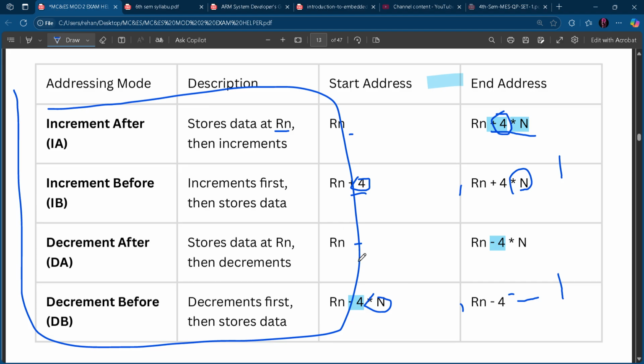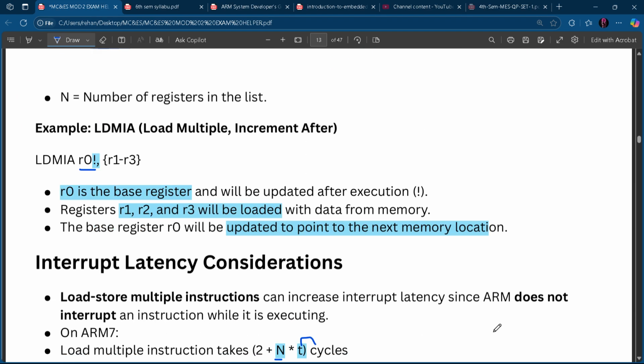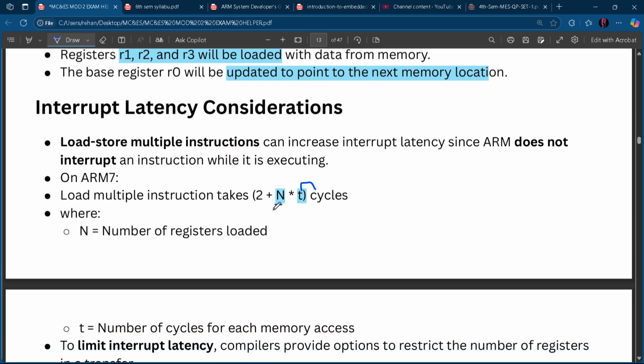Here we will just have Rn. Here only minus. Here plus. See, opposite, opposite, opposite, opposite. That's it. No difference. One example, if you see, you should be able to understand automatically.